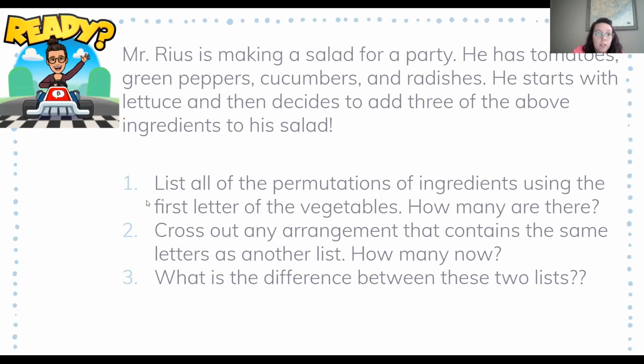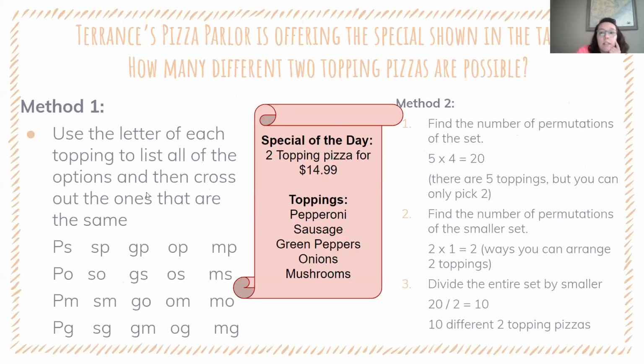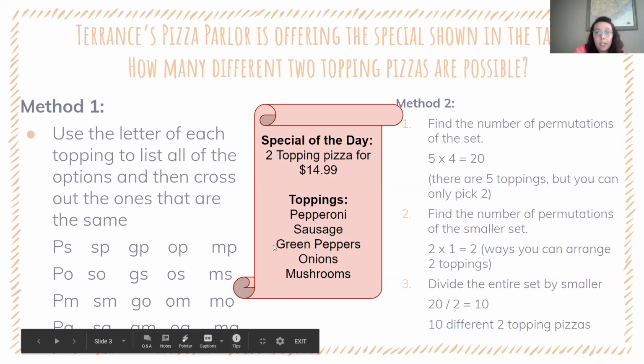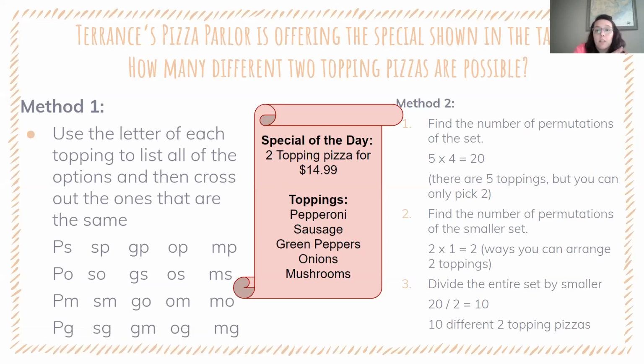Looking at this first example, there are two ways that you can go about solving these problems. Whichever one is easier for you, it doesn't matter. It's just giving you the information for you to use. So this first question says, Terrence's Pizza Parlor is offering the special shown in the table. I know that this is not a table, but the information is all right here. And the question is asking how many different 2-topping pizzas are possible.